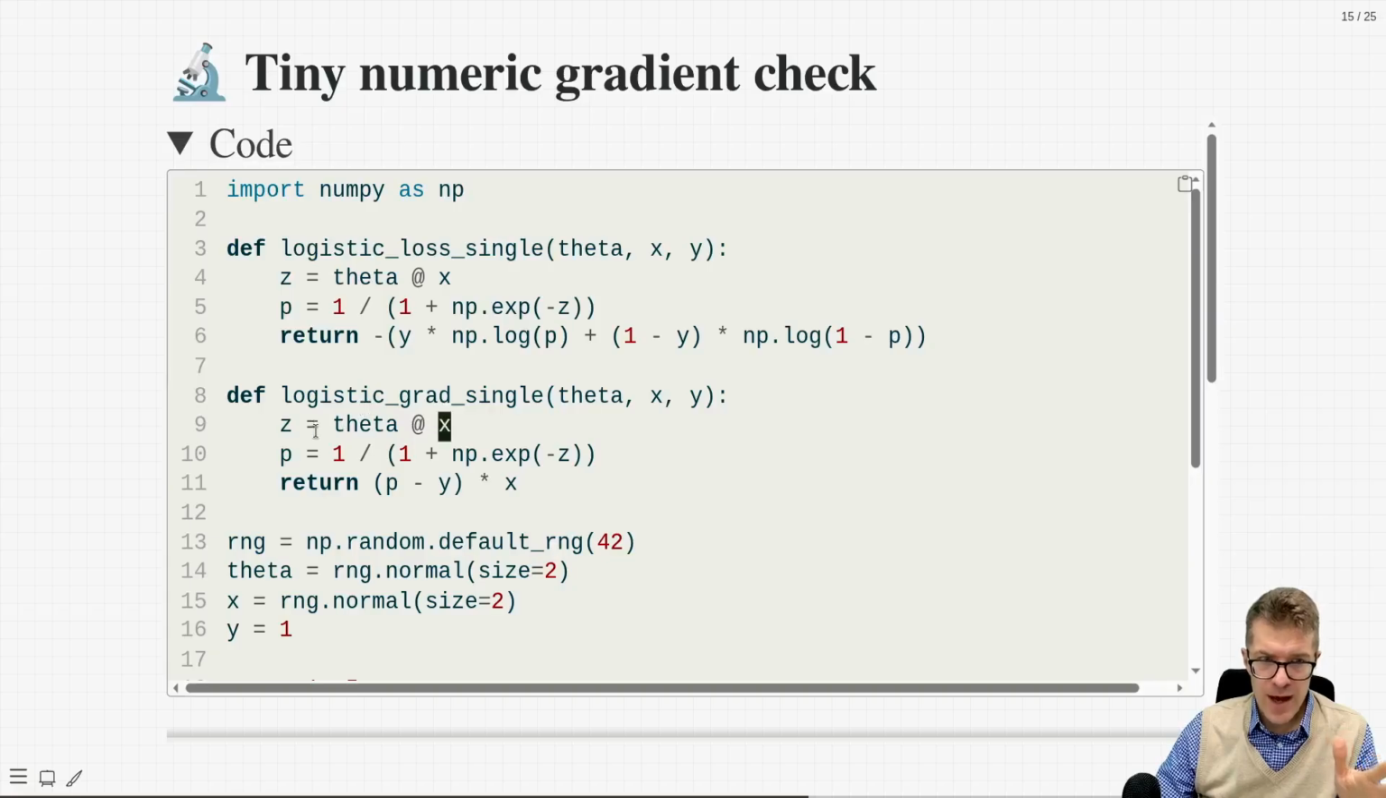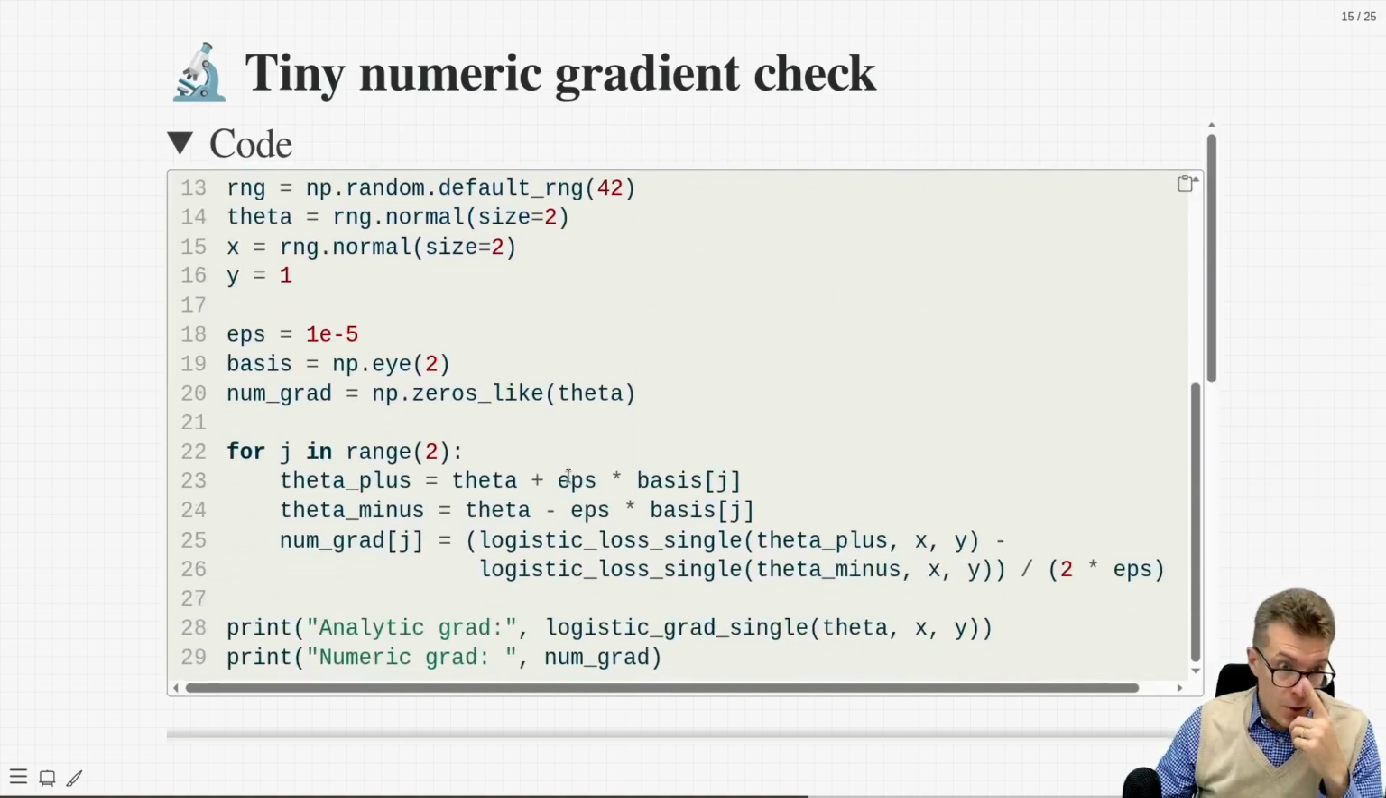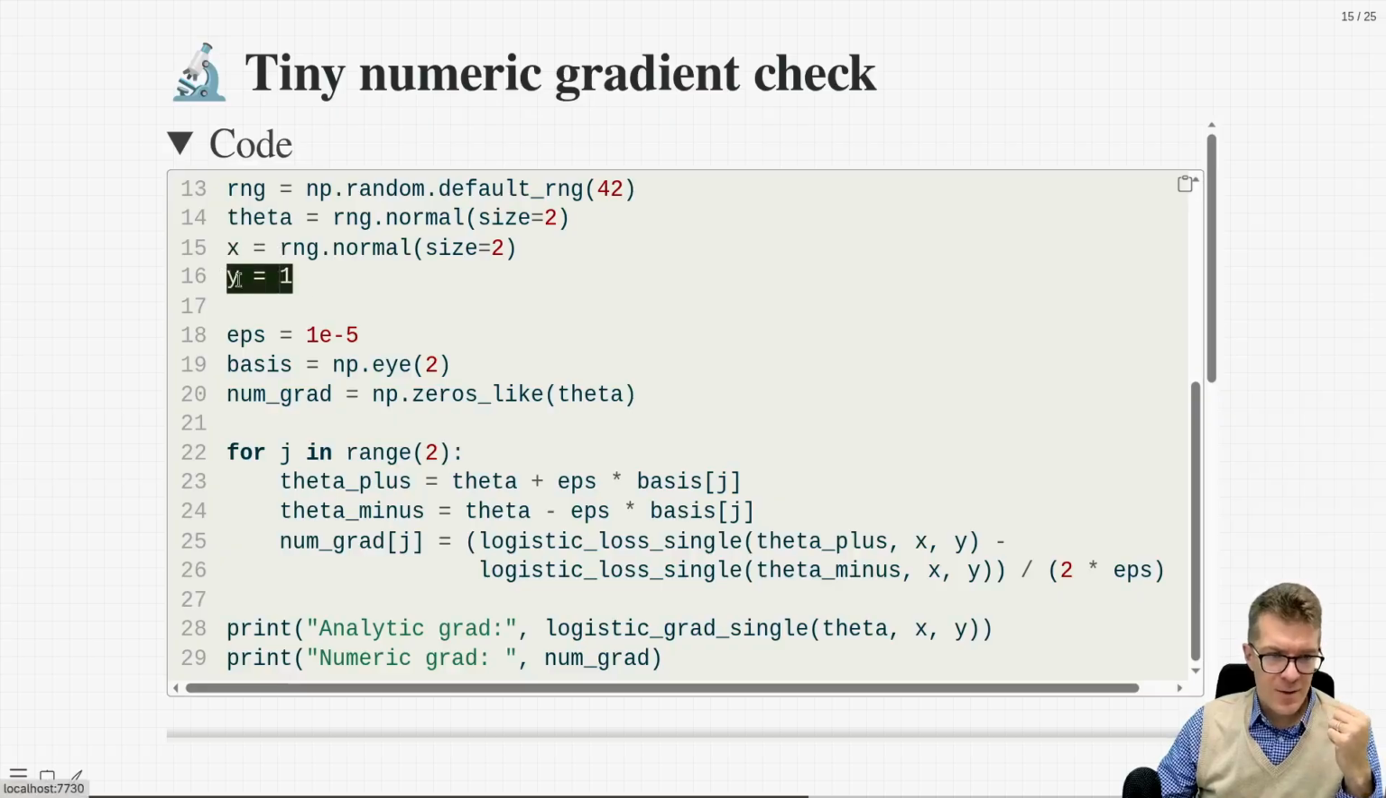So again, we have an input x. This is passed through a linear function giving us z. That linear quantity is passed into our sigmoid, which gives us p. And then we just return p minus y times x, which is the gradient of the loss with regards to theta that we computed a moment ago. Now what's happening in the rest of this code is that we're generating some data, we're generating some random parameters, we're generating some random values x, and we're providing y as the true value.